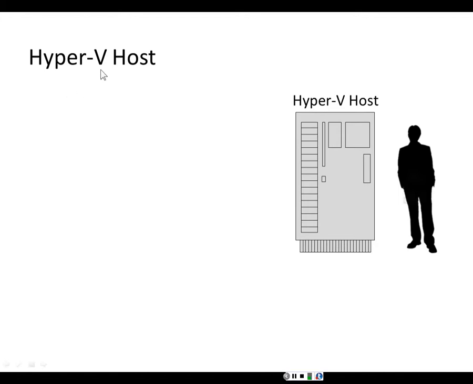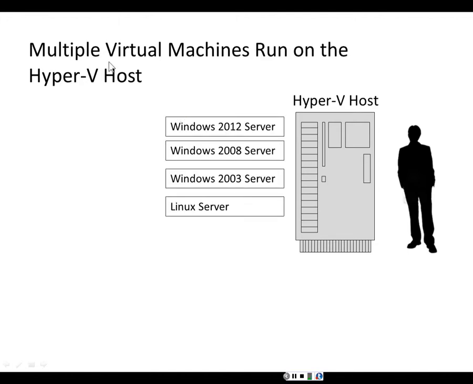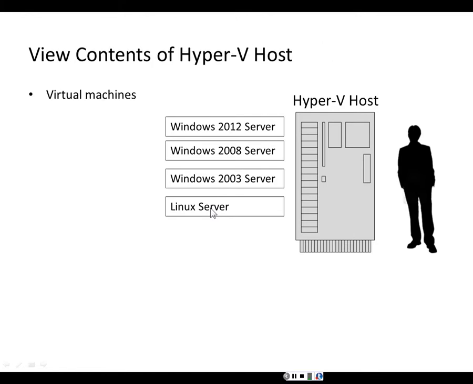When we say that a computer is a Hyper-V host, we mean it's a big old computer that has Microsoft Hyper-V installed on it. A Hyper-V host is a big old server that has Microsoft Hyper-V installed on it. Multiple virtual machines run on the Hyper-V host. On this one big computer, I can have a Windows 2012 server, a Windows 2008 server, a Windows 2003 server. I can even have a Linux server. Let's view the contents of the Hyper-V host and look at each one of those virtual machines.